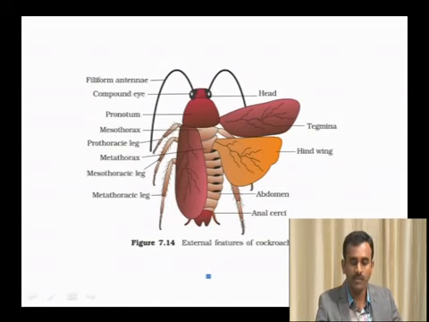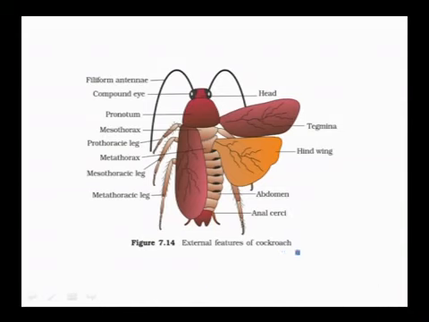Move on to the next animal, the cockroach. In the cockroach, we need to learn morphology as well as anatomical structures. First, let us take the external morphological characters of cockroach. The cockroach consists of three important parts. The body is divided into three regions. Number one, head, the anterior part; middle, the thoracic region; and posterior, the abdomen.